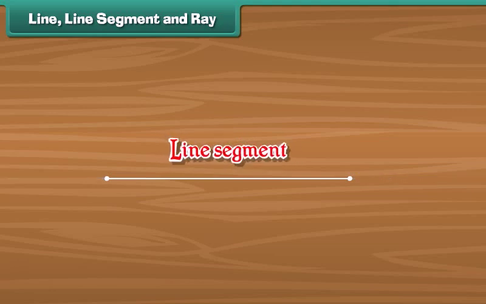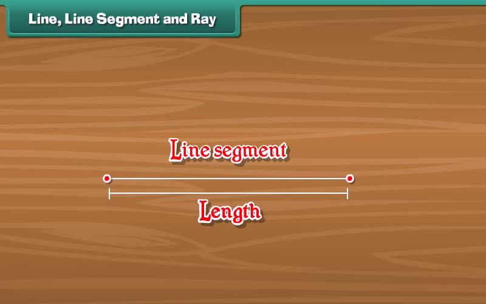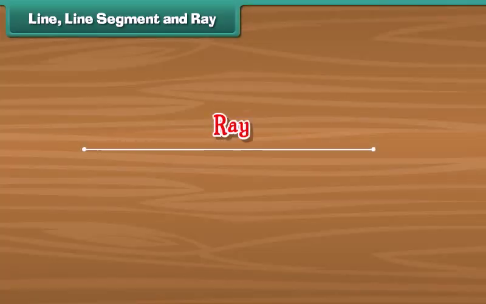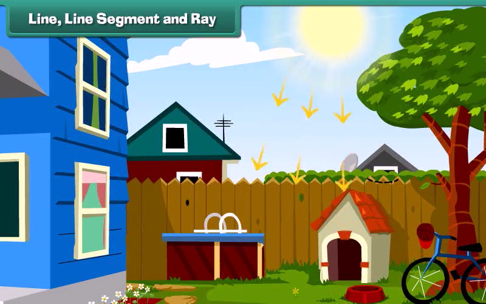A line segment is a part of a line. It has 2 endpoints. It has a fixed length and cannot be extended. A ray is also a part of a line like a line segment. However, it has only one endpoint, so it can be extended infinitely in one direction. The most common example of rays are the rays of the sun.